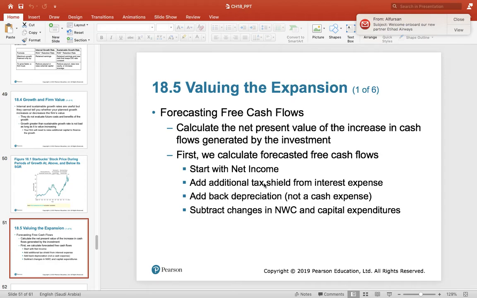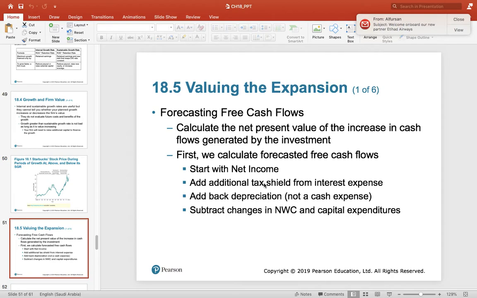Now we will see valuing the expansion. So we will see forecasting the free cash flow. Now we have calculated net income, shareholder equity, changes in net working capital, the interest tax shield. Then we can comfortably calculate the free cash flow, isn't it? We know when it is free cash flow, the starting point is net income. So first we calculate forecasted free cash flow as follows.